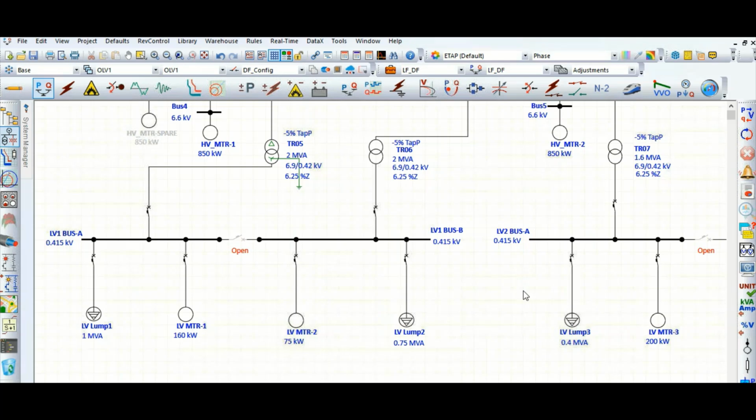In this video, I will explain which components in a power system network contribute to the short circuit fault current. During any short circuit fault, which are the components that contribute the fault current to the power system network?